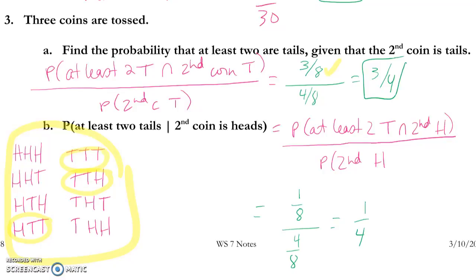On the next one, I want to know if the second coin is a tail. So look at all of these that I already circled, and there's also one other one that I did not circle because there weren't at least 2 tails. So there are 4 options that have a second coin of tails. Out of those 4 options that have a second coin of tails, 3 of them happen to have 2 tails. And so that's how I get my answer of 3/4.